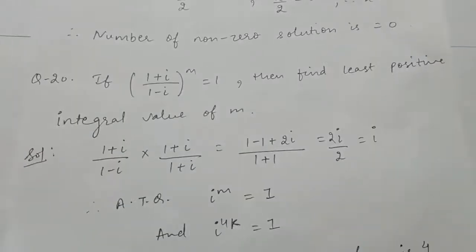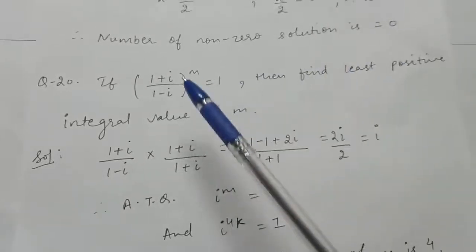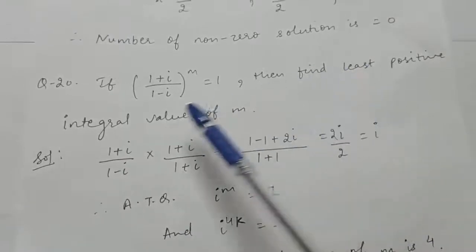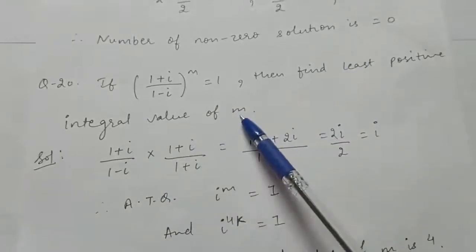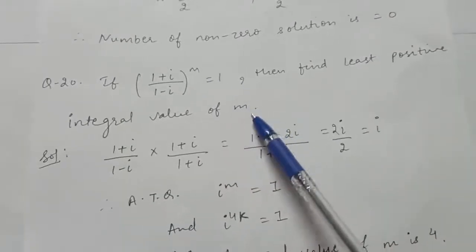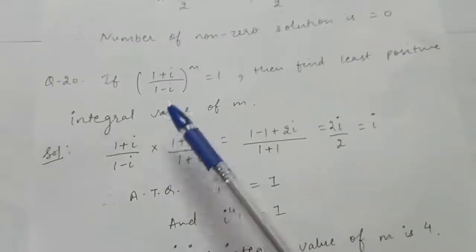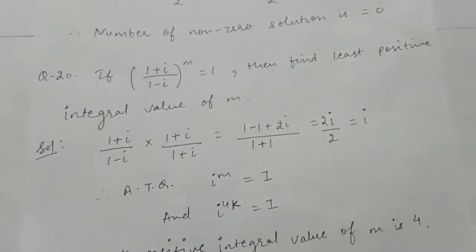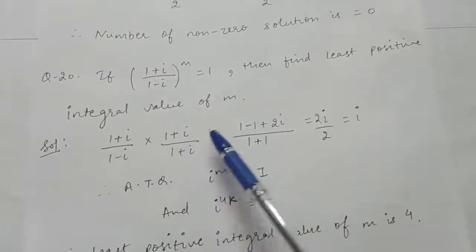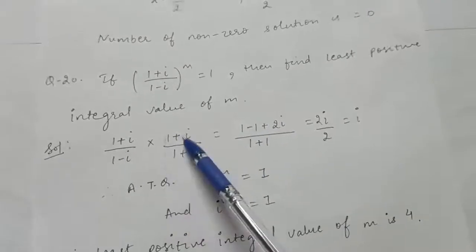Now question number 20 is: if (1 plus iota upon 1 minus iota) whole raised to the power m is equal to 1, then find the least positive integral value of m. This complete is equal to 1. You have to find the value of m which is least, positive and an integer. So first of all, solving 1 plus iota upon 1 minus iota. So rationalize it with 1 plus iota. You will get, after rationalizing, multiply the numerator.